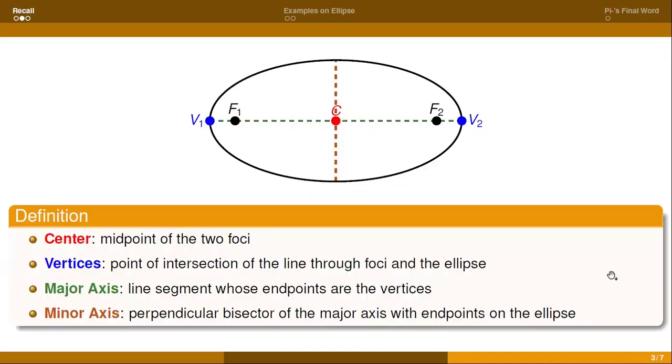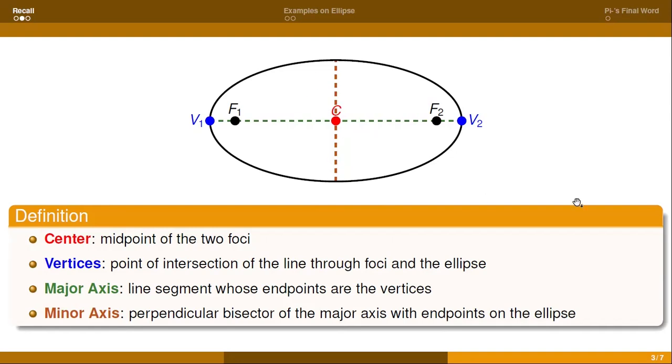Aside from this, we also have more definitions related to it. First is the center. It is the midpoint of the two foci, located out here. The vertices are the points of intersection of the line through the foci and the ellipse. The points of intersection are this v1 and v2. Then the major axis is the line segment whose endpoints are the vertices, this green line segment. And then the minor axis is the perpendicular bisector of the major axis with endpoints on the ellipse. So it is this line out here.